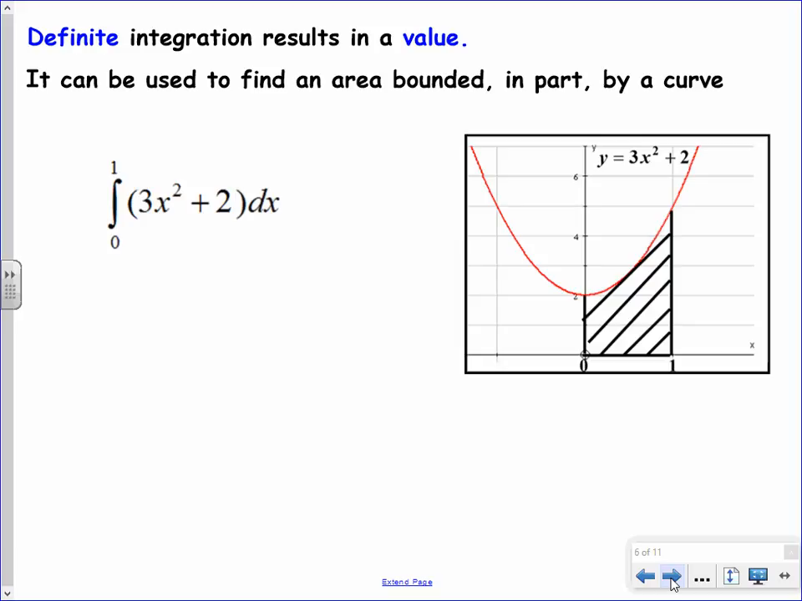So, first step is to take the antiderivative. Okay. Larry, what's the antiderivative of 3x squared plus 2? X cubed plus 2x. Good. So there's our antiderivative. We don't have to worry about the plus c, but we need to evaluate this antiderivative from 0 to 1.